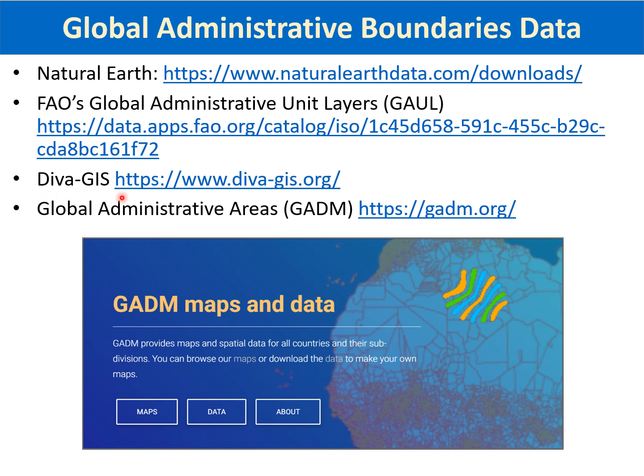Then DIVA GIS. Apart from the administrative boundaries, it consists of other spatial data which can be downloaded country wise. And then the Global Administrative Areas GADM dataset, which was last updated in the year 2022, and it is available for download as a geopackage. Geopackage is another format where you store the vector data.